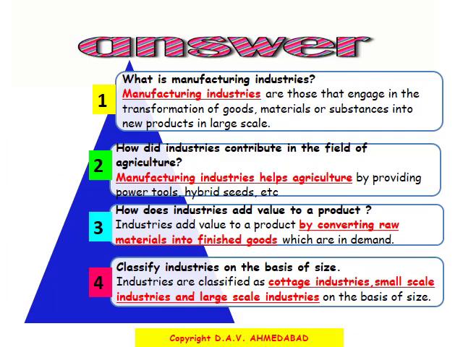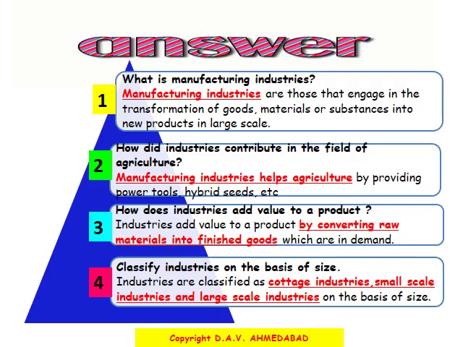The answers are as follows. Question number 1. What is manufacturing industries? Manufacturing industries are those that engage in the transformation of goods, materials or substances into new products in large scale.